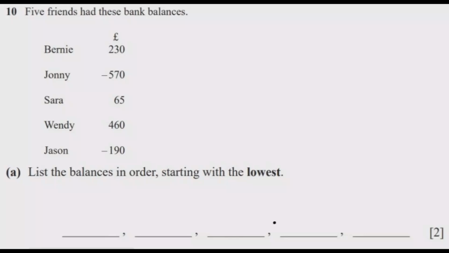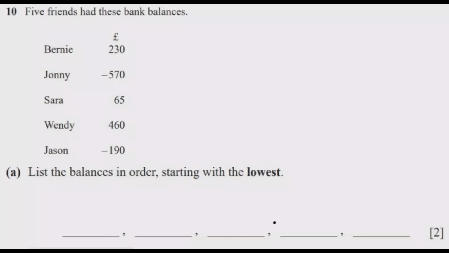Question 10a is list balances in order starting with the lowest. Okay, so here they want us to list the balances that were in their bank accounts starting with the one who had the least balance. To answer this one effectively, you should have the knowledge of integers or number line, then you can answer this one correctly.